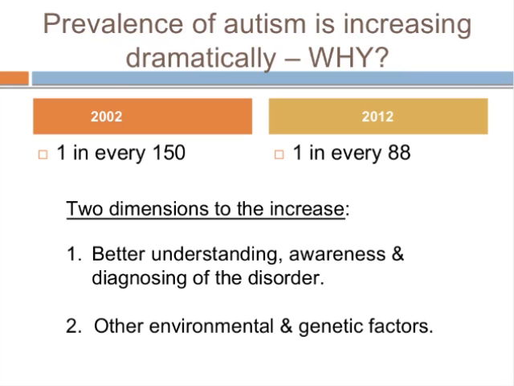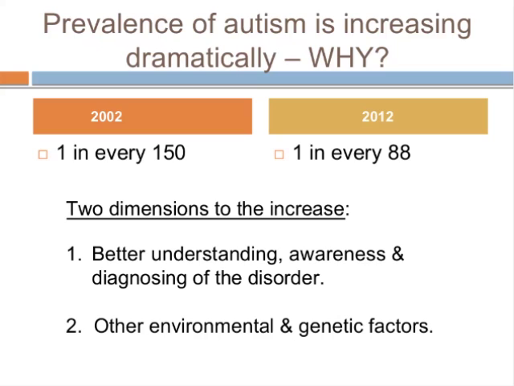The prevalence is increasing, and why is that? In 2002, statistics were 1 in every 150 children had autism. In 2012, that is 1 in every 88, and there are 2 dimensions to this increase. The first is a better understanding, awareness, and diagnosing of the disorder. Some children in years past who may have been just thought of as quirky or odd are now being correctly diagnosed as having autism. And years ago, also, some cases of mental retardation or childhood schizophrenia are today better understood and recognized as autism spectrum disorder.